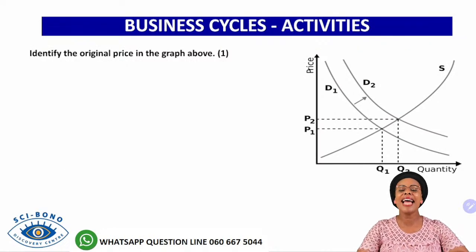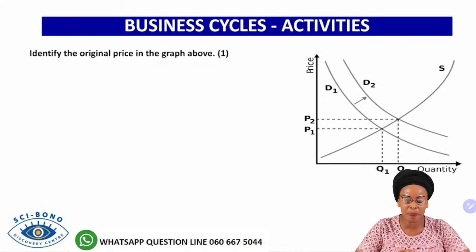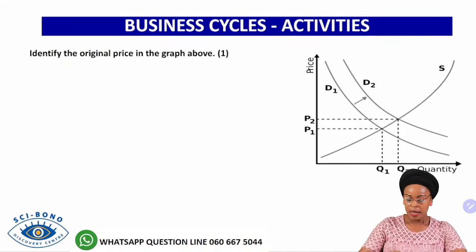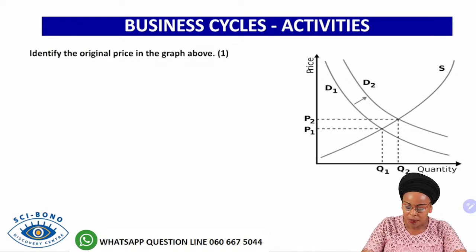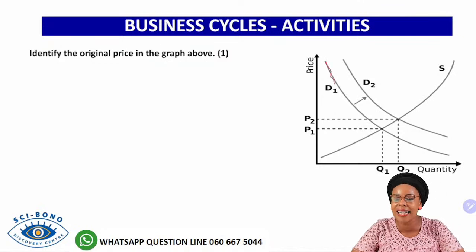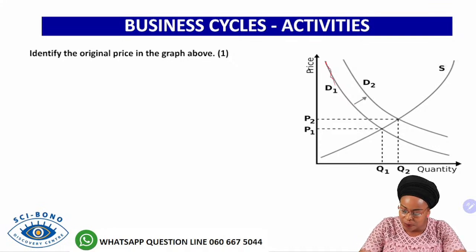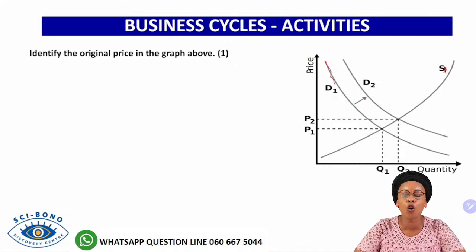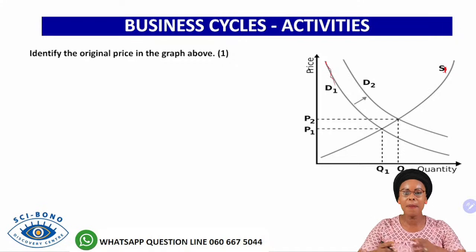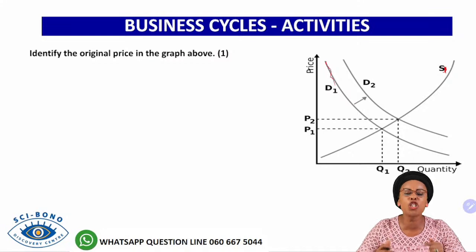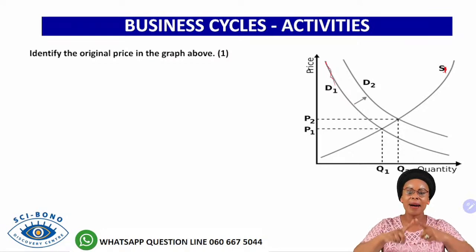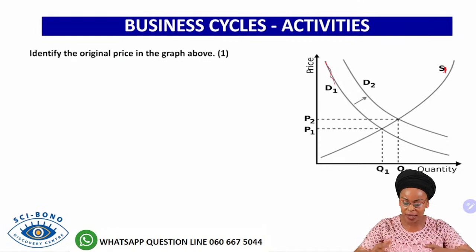Number 1, identify the original price in the graph above. This is our graph. D1, this first demand curve, will represent our original demand curve. And then this, let me call it S1. S1 will represent our original or initial supply. Remember in grade 10, that is where you were taught how to draw the graph which shows price formation where demand and supply intersect. So this is the graph.